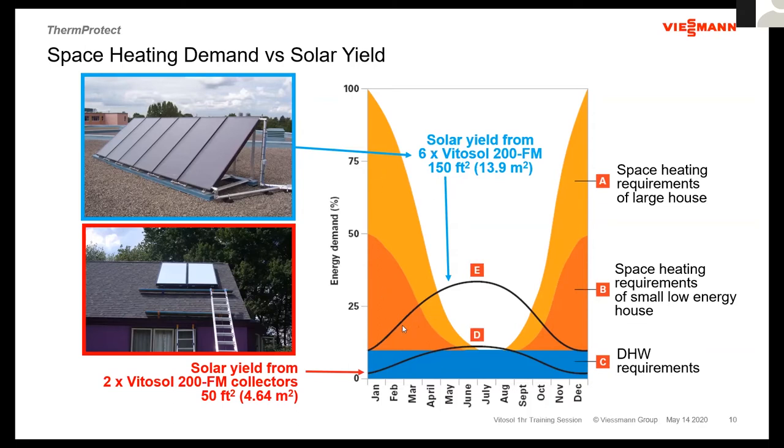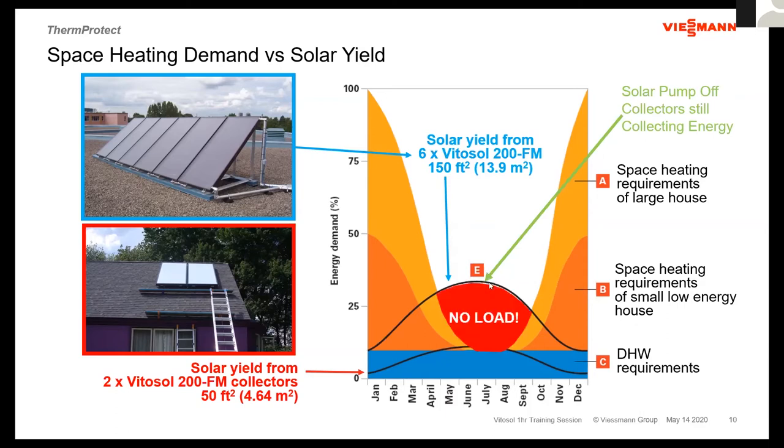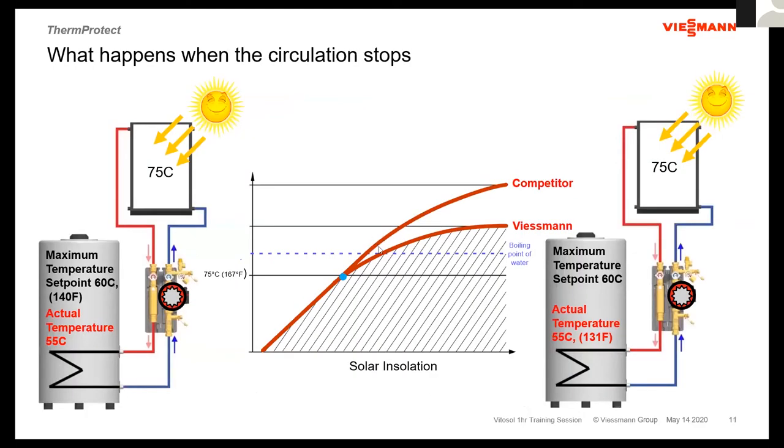Anything inside of our graph here in the six collector system, we are actually using the solar to heat these particular buildings. You see the two collector system, you just catch a little bit of the late spring, early summer requirements here. But the key thing to look at here is this area right in the middle where you've got no load in your system for space heating, but your collectors are still gathering that energy. Now, what are we going to do with this particular area here? This is where that solar pump is going to be off, but we are still collecting energy on those collectors. And this is kind of the theme of this little presentation, what happens at this point in time. So let's have a look at it.